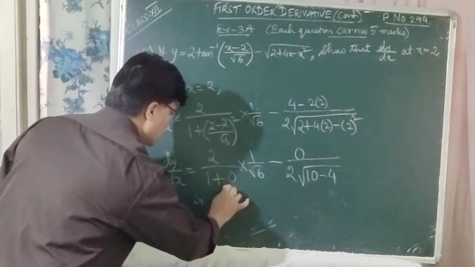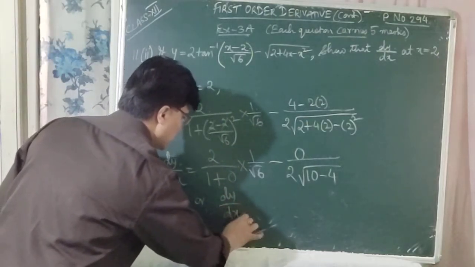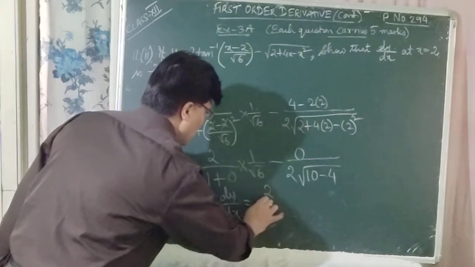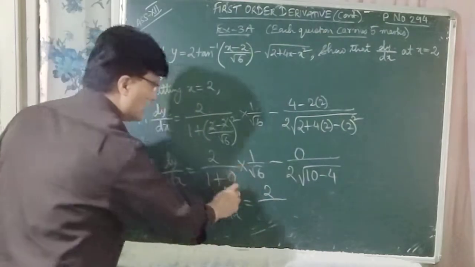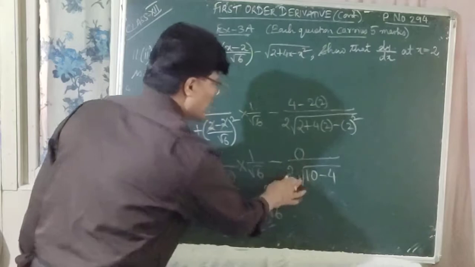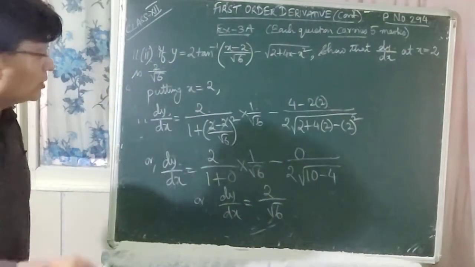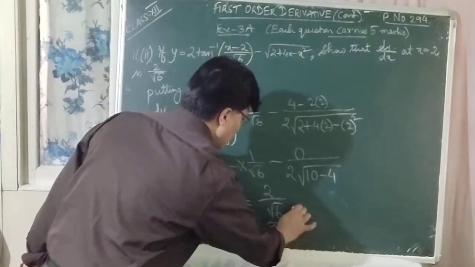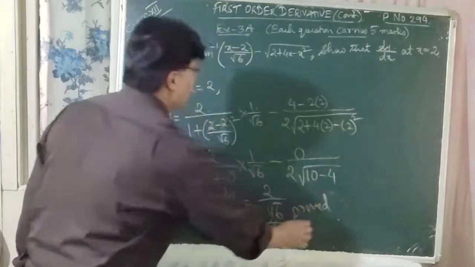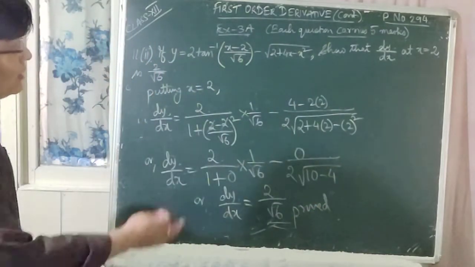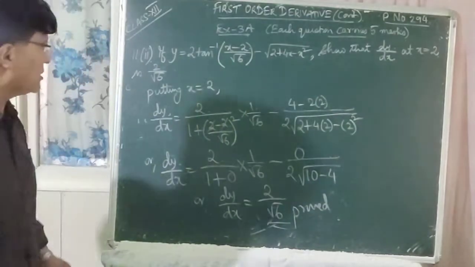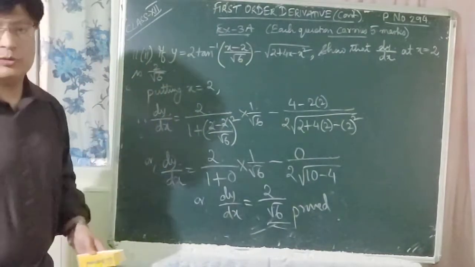So what is dy by dx now? dy by dx is equal to 2 1s are 2 divided by this is 1 only. 1 into root 6 is root 6. 0 divided by any number is always 0. So what is the answer? It is 2 by root 6. So we have proved it. Okay. So the value of dy by dx at x is equal to 2 is 2 by root 6.